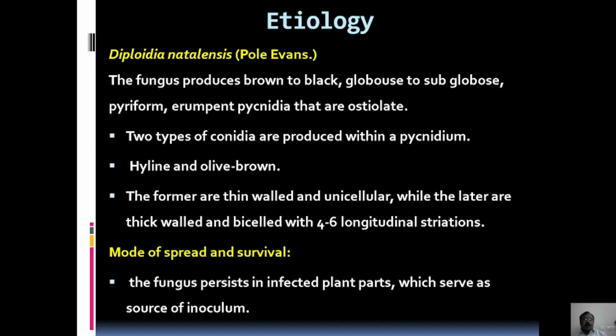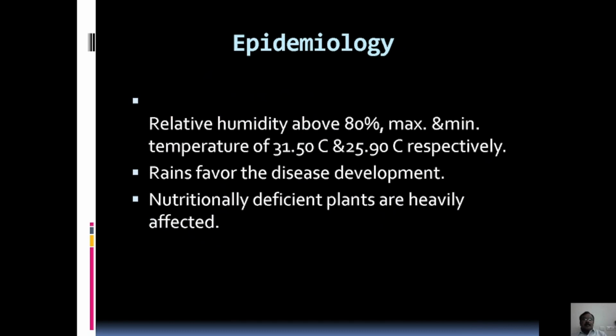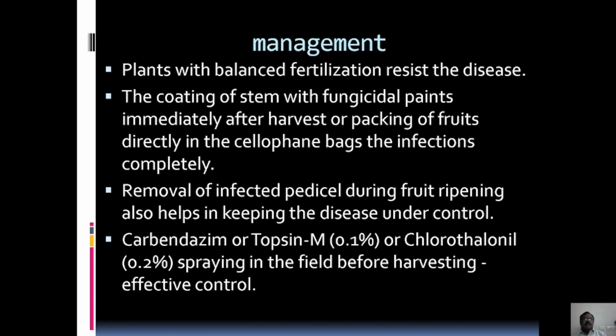A similar pathogen is Diplodia natalensis, which also causes the same end rot symptom. A relative humidity of 80% and a temperature range of 25 to 31 degrees help in development of the disease, besides rainfall and nutrition deficiency, which also help in development and spreading of the disease. Plants with balanced fertilization can fight against the establishment of this disease, and coating the stem with fungicidal paints will be helpful after the harvest.